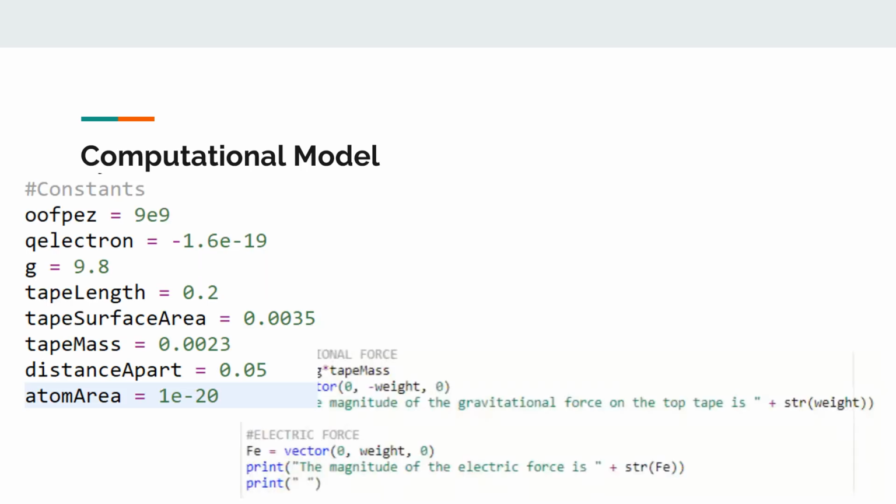Here we have some screenshots of the computational model in VPython. On the left, you can see the constants. And then towards the bottom, you can see how the vectors for the gravitational force and the electric force were calculated.